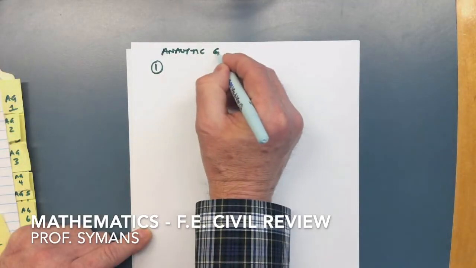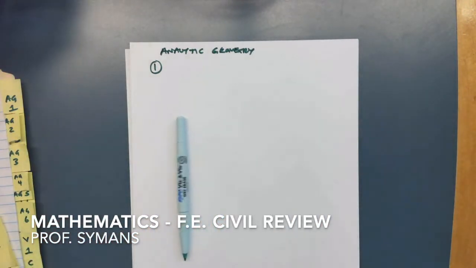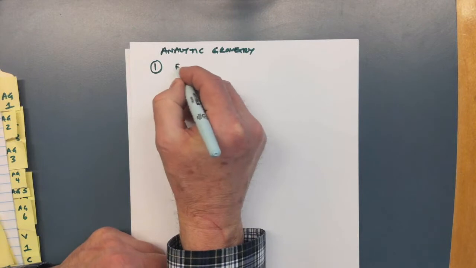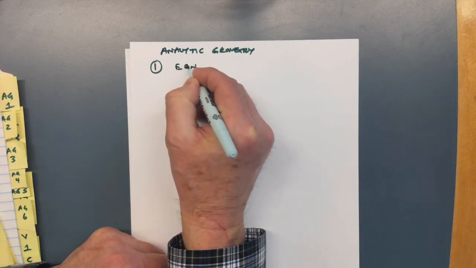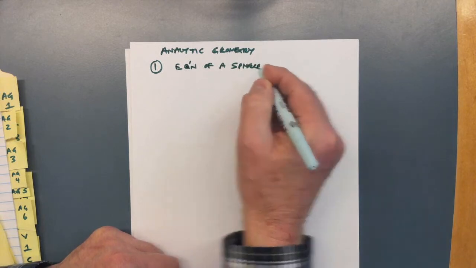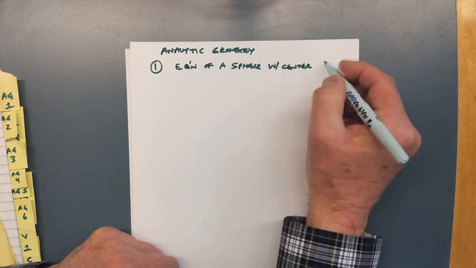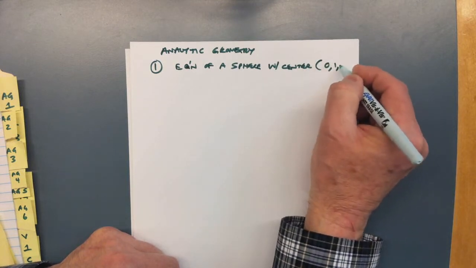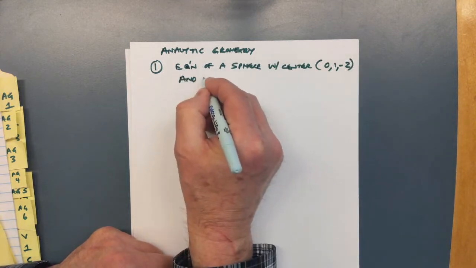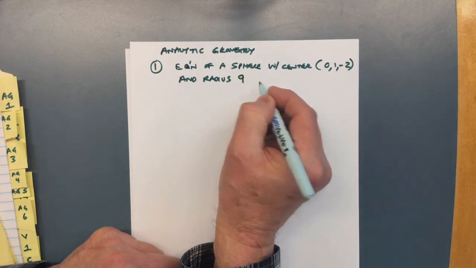So this is analytic geometry, the topic I'm starting with. This first one was the equation of a sphere with center (0, 1, -2) and radius 9.